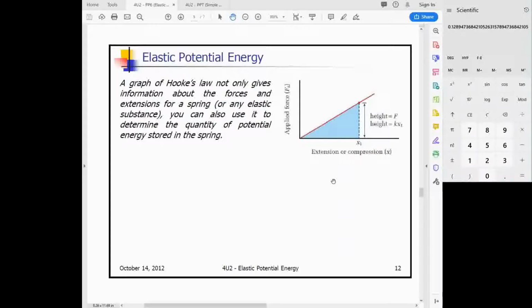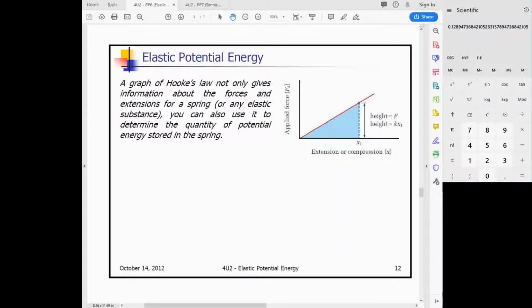We kind of glossed over this a bit, but most of the springs that we deal with are what we call Hooke's law springs, that obey Hooke's law. There are springs that do not obey Hooke's law, but in most cases you'll see that they do.